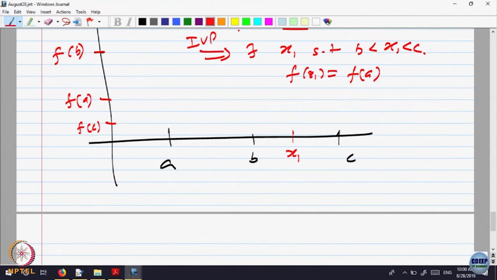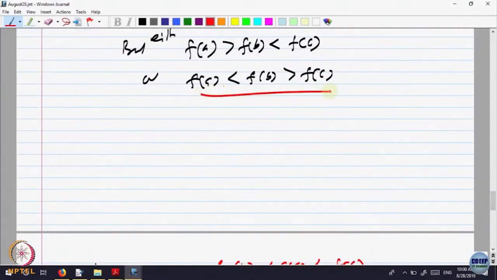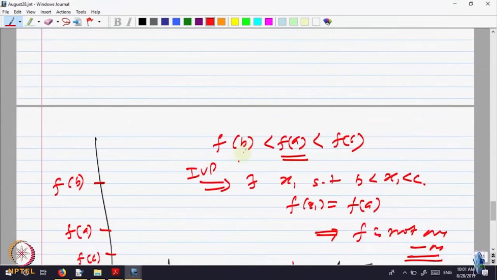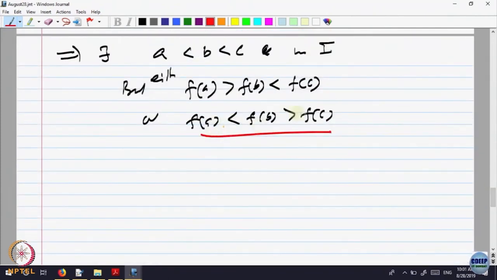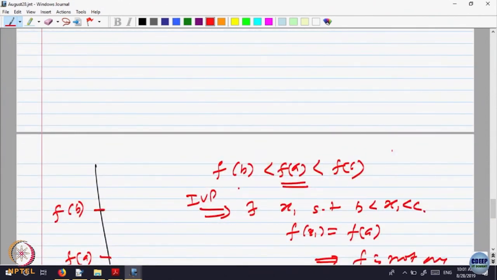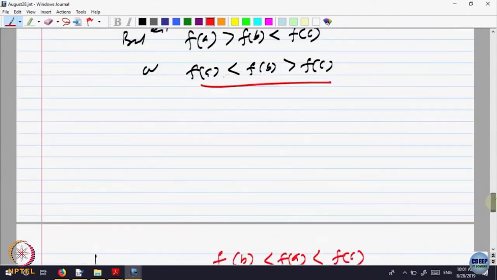Yes. If f of c was up and f of a was down, then we would say that value is taken somewhere else also between the points, and again there will be a contradiction, right? So this implies f is not 1-1. We analyzed this case with the property that f of b is bigger than f of a, so we specialized it, say one of the cases is this. If it is the other way around, with a and c, then again there will be a contradiction. Similarly, you can analyze this one also.